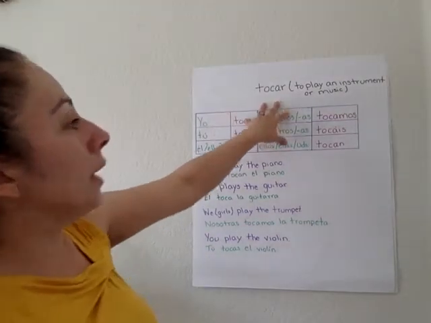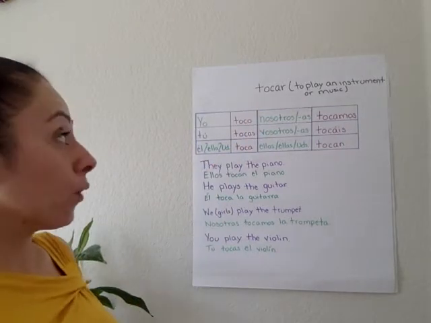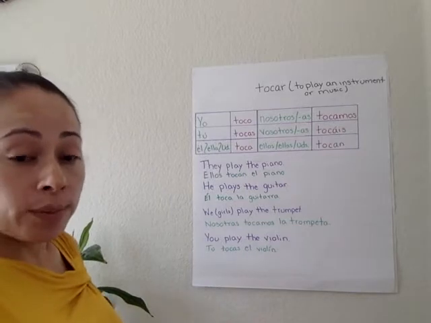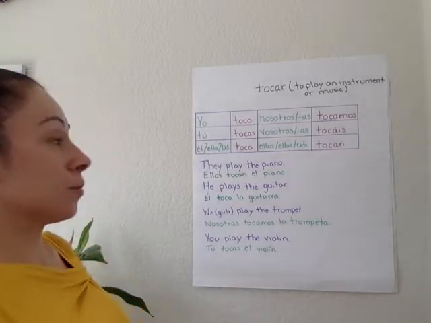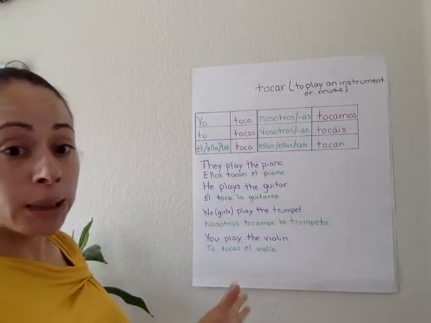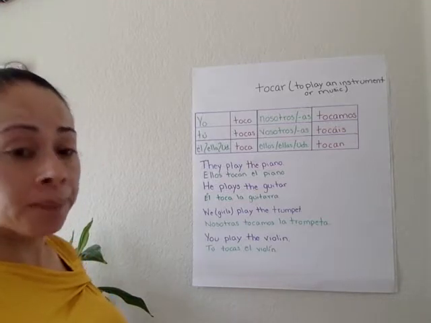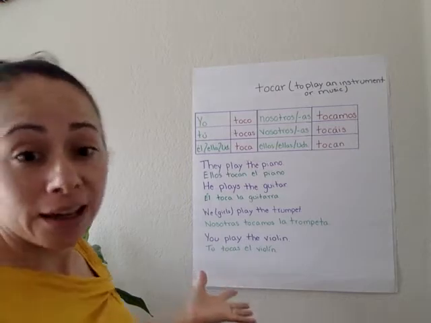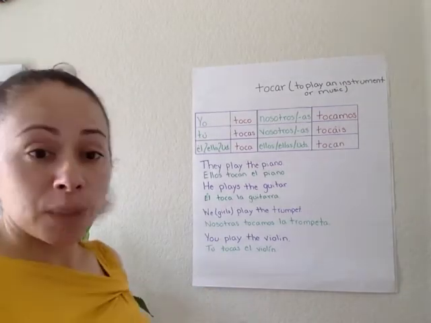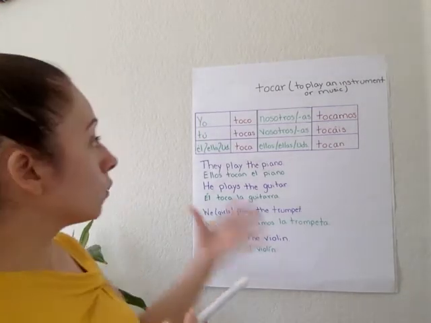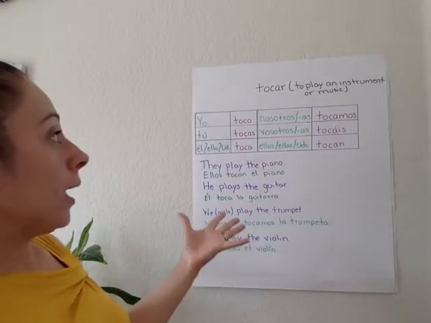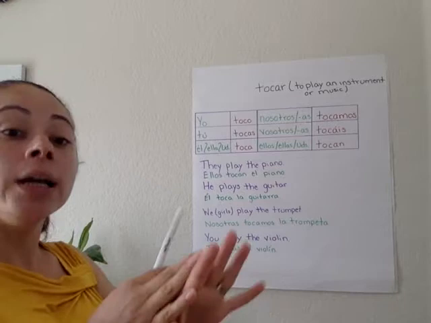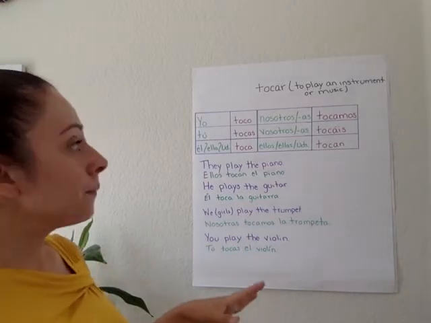All right, so tocar means to play an instrument or music, right? So jugar and tocar both mean to play in English, right? And in English, it makes complete sense to say, I like to play baseball or I like to play the piano, right? But in Spanish, tocar and jugar are very different. They're in a separate group, okay?